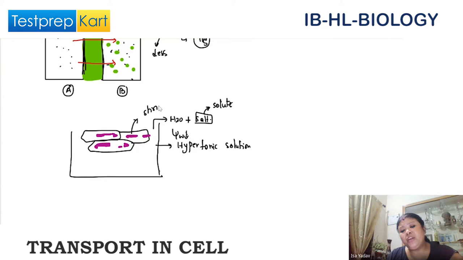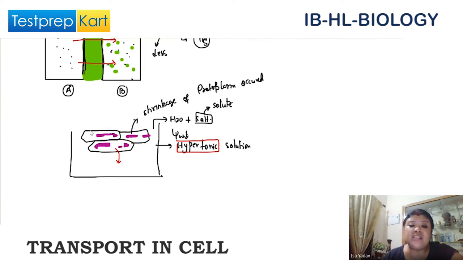Here, shrinkage of protoplasm occurred. Why? Because there was a process called exosmosis. The outside of the cell in the beaker was hypertonic, that means less water, more solute. But inside the cell it was hypotonic, more water. So water has a tendency to move from a region of higher concentration. Inside the cell, water was in higher concentration, to the outside, which is a lower concentration. This process is exosmosis.